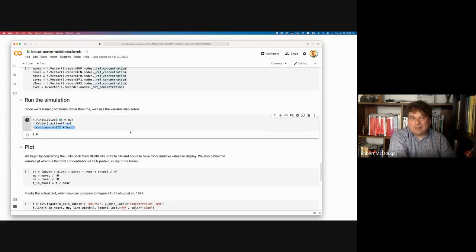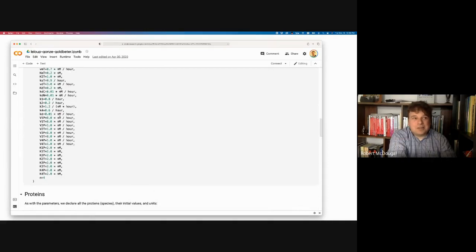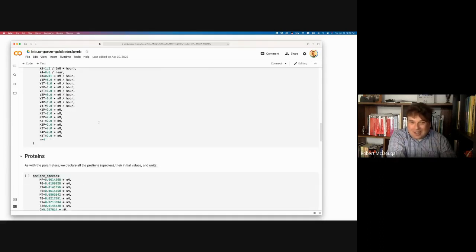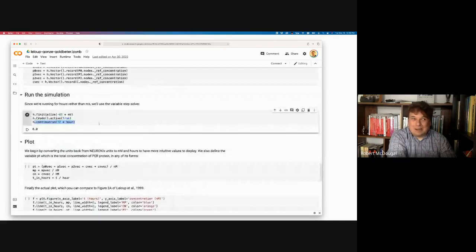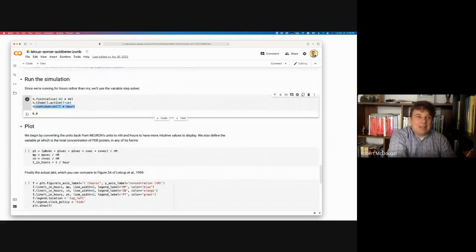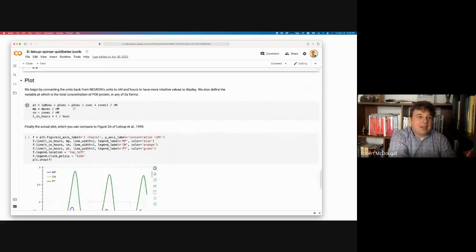It's not happening. My rate constants are measured in, look at this. This is a rate of 0.01 nanomolars per hour. I don't need to think about 1/40th of a millisecond. So I'm not even going to bother making a guess. I'll just say, Neuron, you figure it out. And that's what h.CVode active true does. CVode is an integration method.